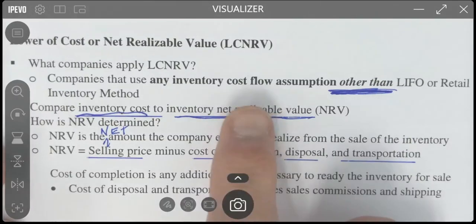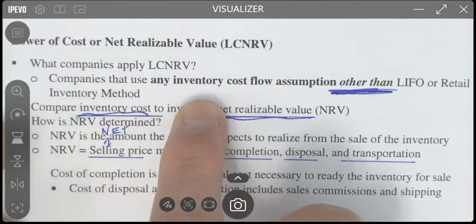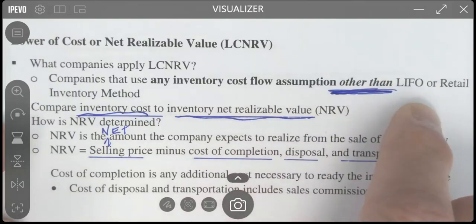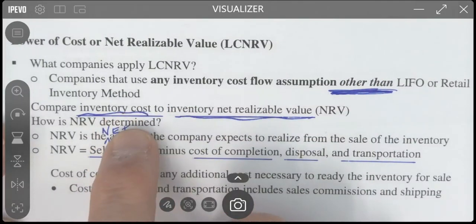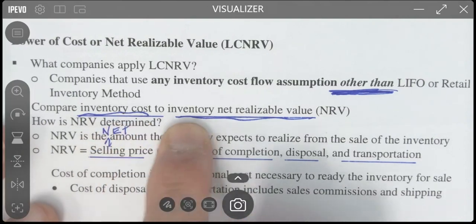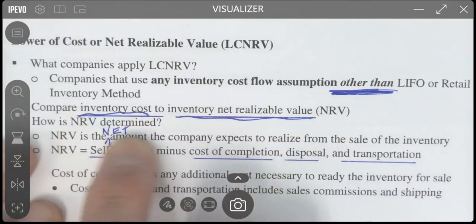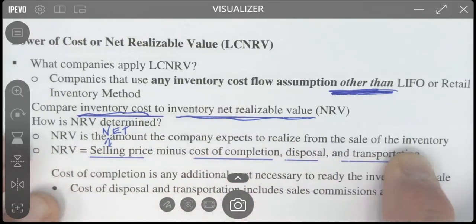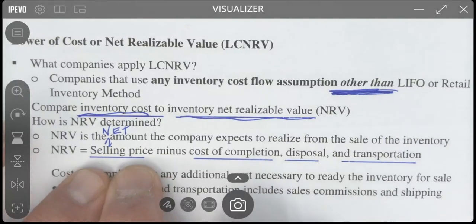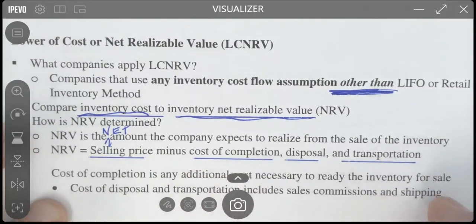Lower of cost or net realizable value. Well, we know it's applied if they're using any cost flow assumption other than LIFO or any method other than the retail inventory method. And it compares inventory cost to the inventory's net realizable value, where net realizable value is calculated as what the company expects to realize from the sale of the inventory, which is the selling price minus the cost to get it to the customer, basically.